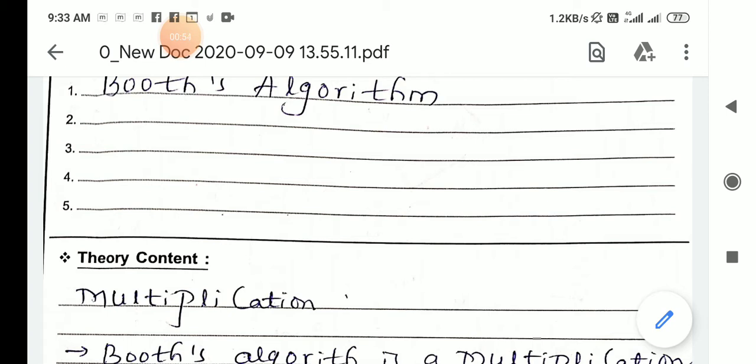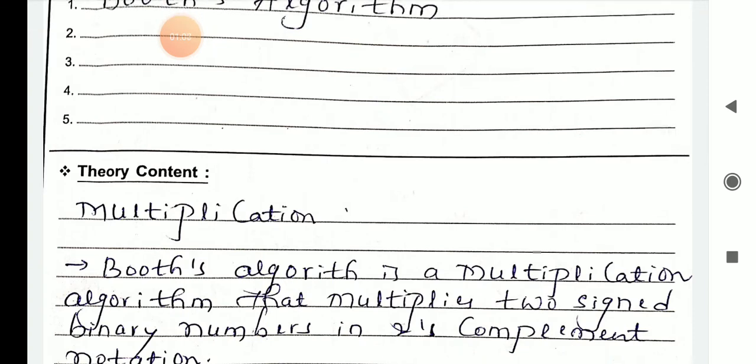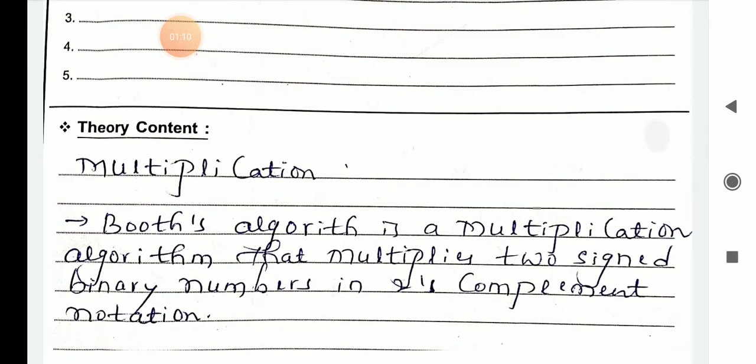So in your actual syllabus we are going to start with Booth's algorithm, which is related to today's class, multiplication. Okay, so let us start with Booth's algorithm of multiplication. First of all, what is Booth's algorithm in multiplication? Booth's algorithm is a multiplication algorithm that multiplies two signed binary numbers in 2's complement notation.